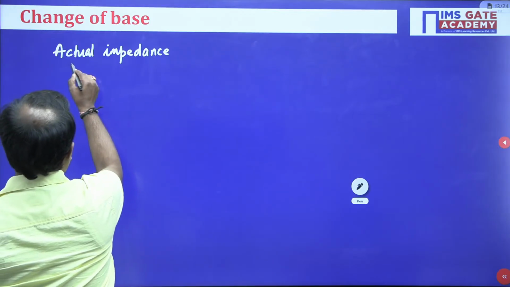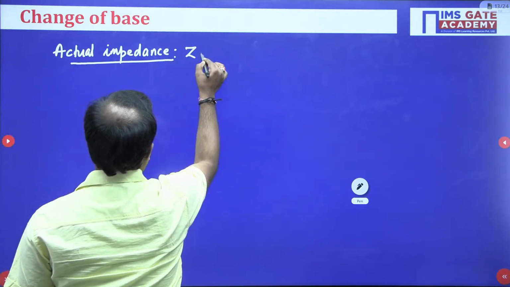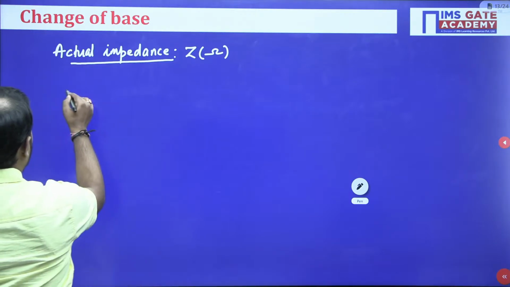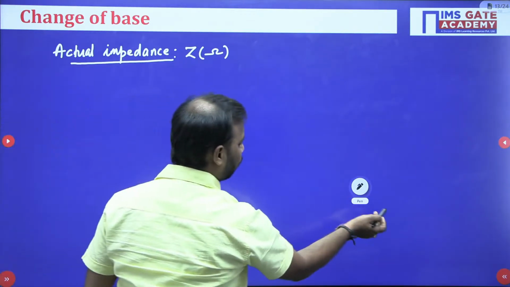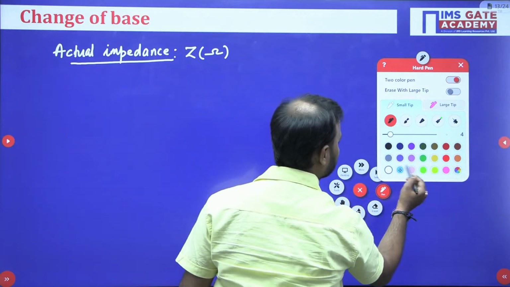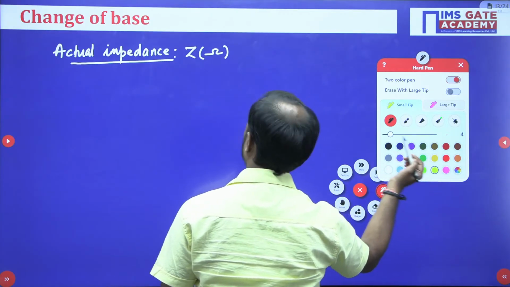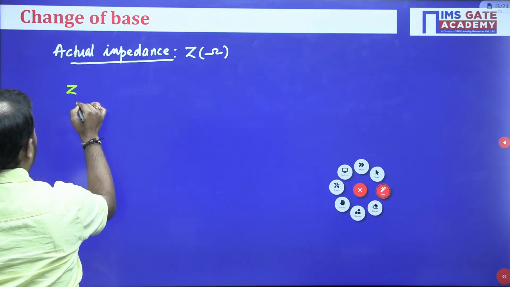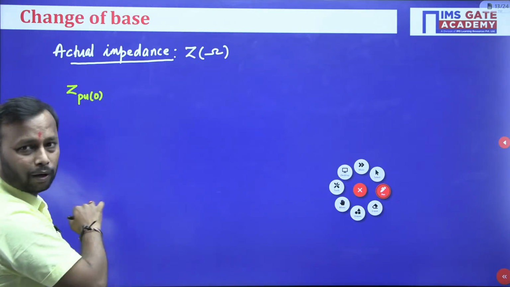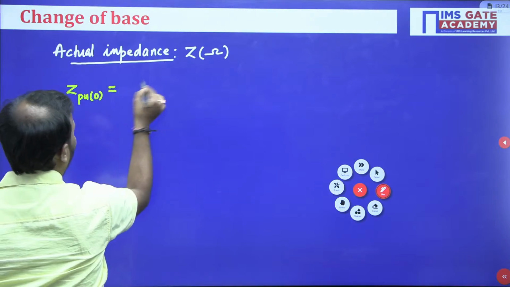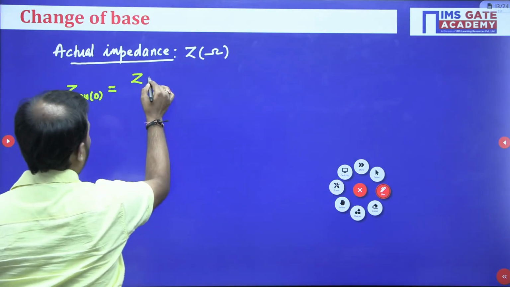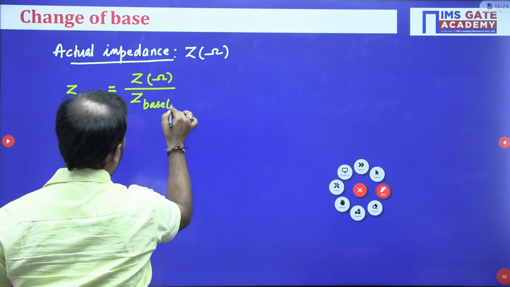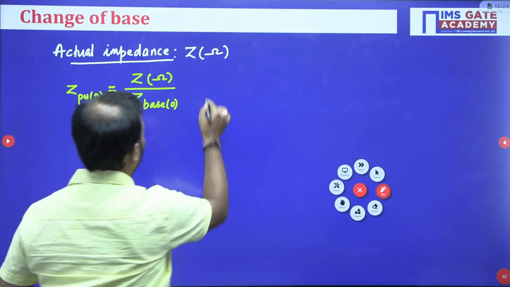Alright, so let me take the actual impedance as Z ohm. This is your actual impedance. Now the per unit values, suppose the old per unit values, let me take Z per unit old, O for old. Z per unit old is equal to actual by base, so Z ohm divided by Z base old. Let me take this as equation 1.